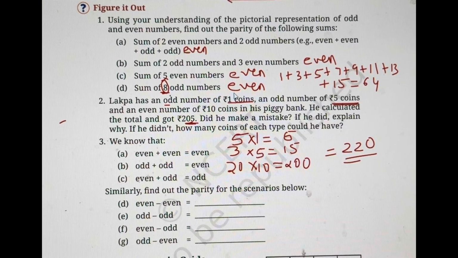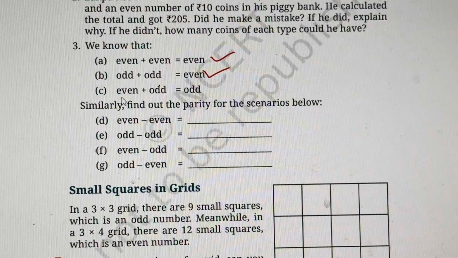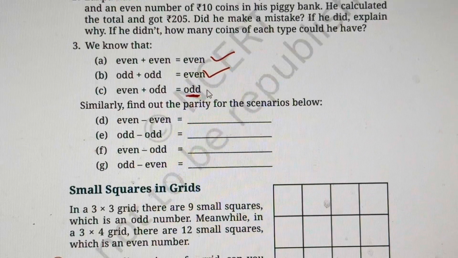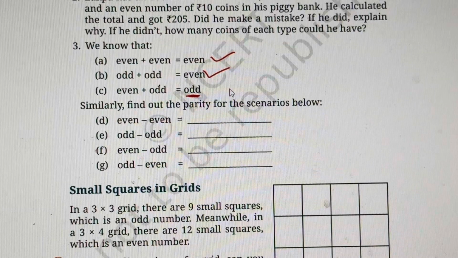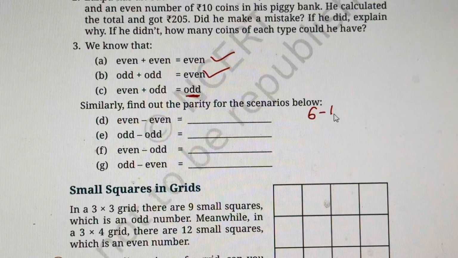Clear? Question number 3. Now we know that even plus even is even. Odd plus odd is also even. Even plus odd will give you odd, right? Now with this knowledge, similarly find out the parity of the scenario below. So this is for the sum. They have asked us for the difference of two even numbers. So for the difference of two even numbers, we'll take some examples. Suppose we subtract 6 minus 4.